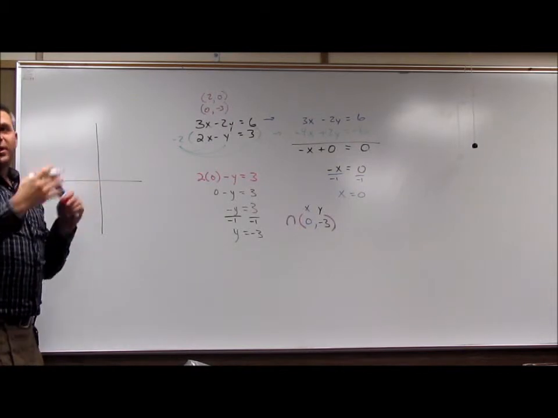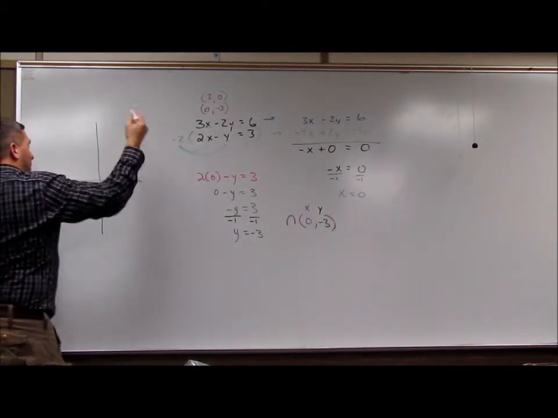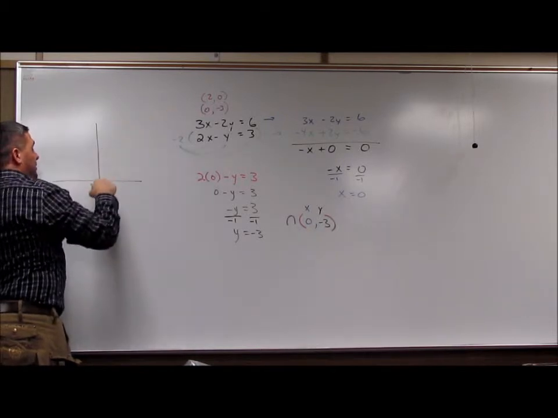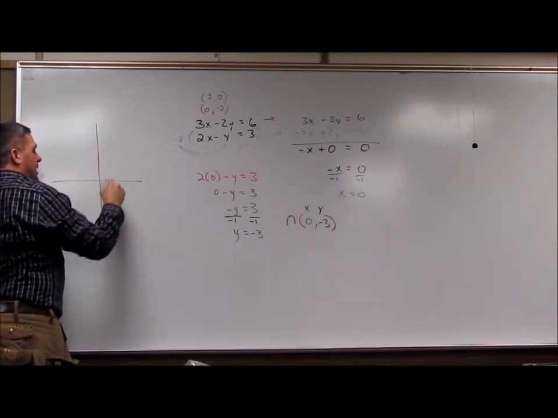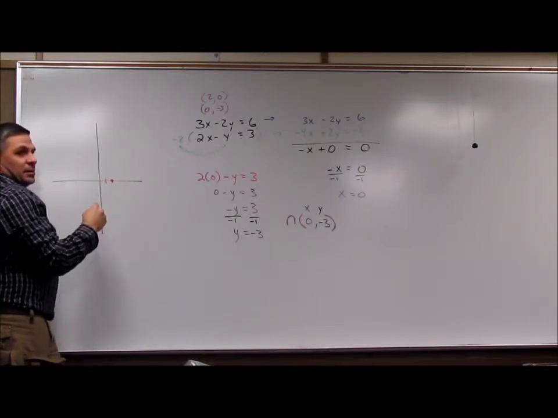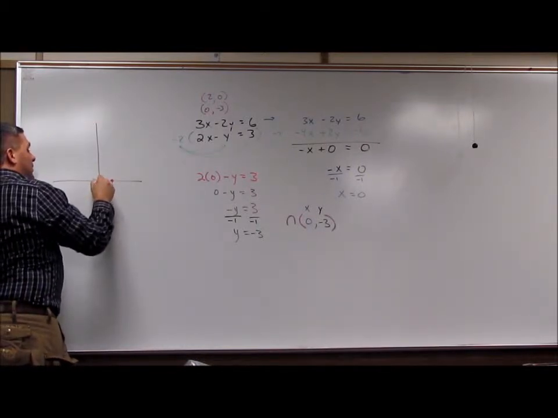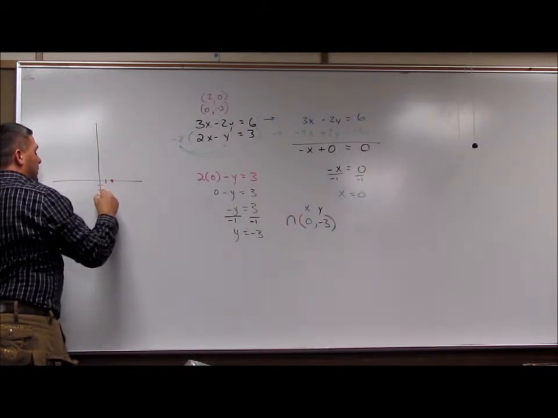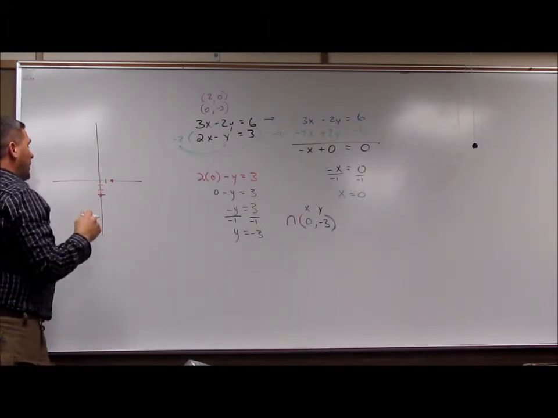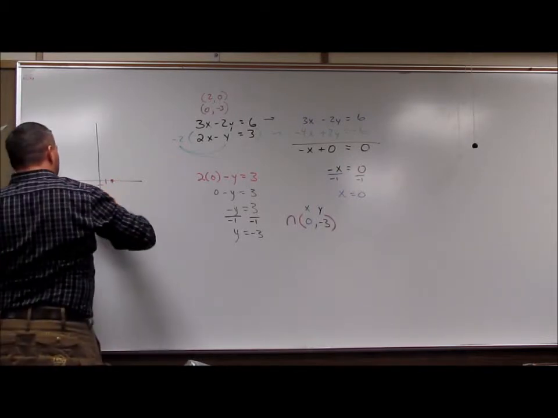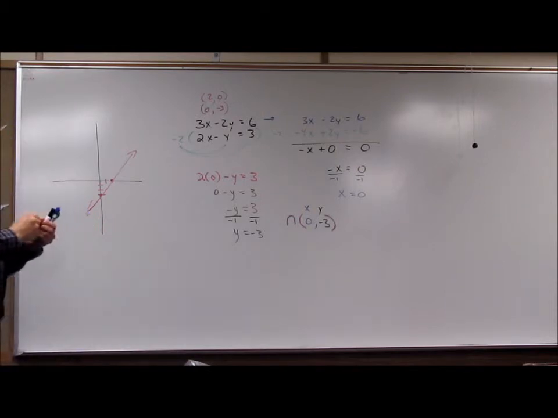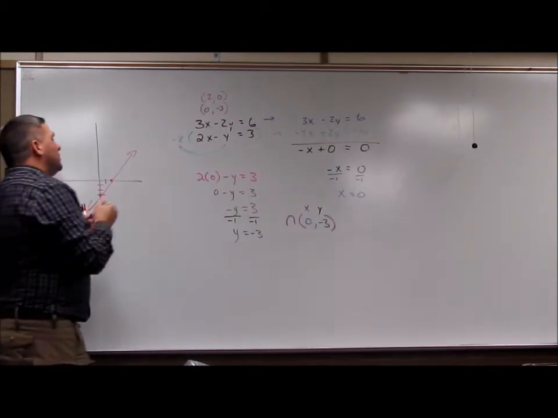And so I have 2 points on that line. And I'm going to make that point a red point. So 2, 0 means I'm going in the 2 direction on the x, 0 in the y. And 0, negative 3 is 0 in the x, but negative 3 in the y. And then I can draw my line. And then the other one, I'll do in blue.